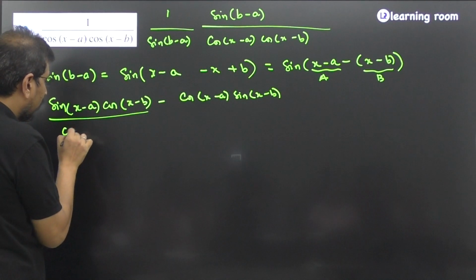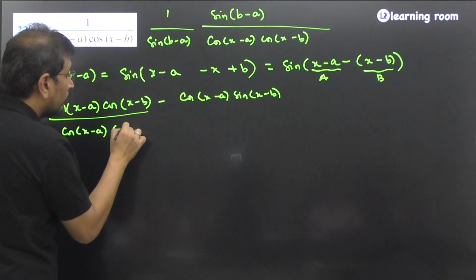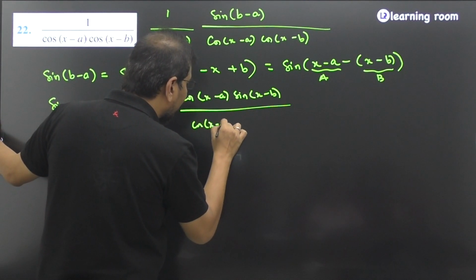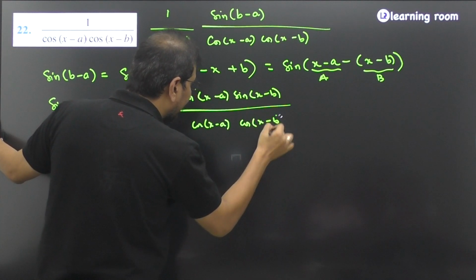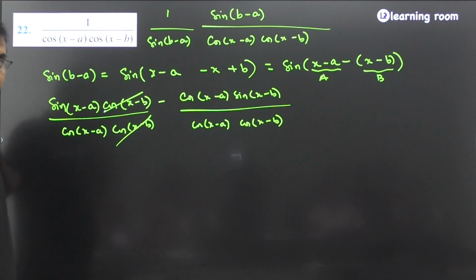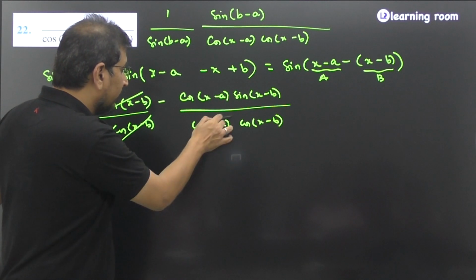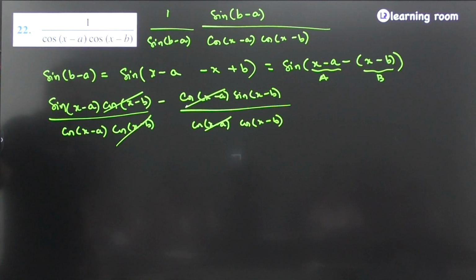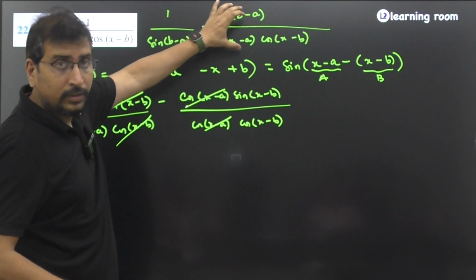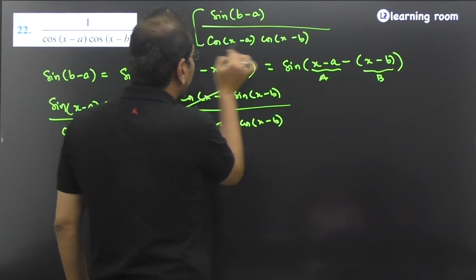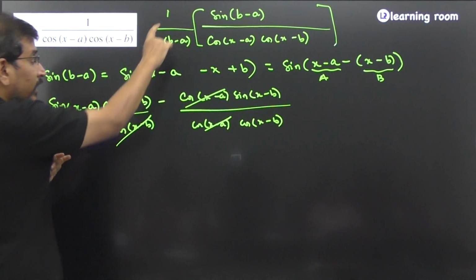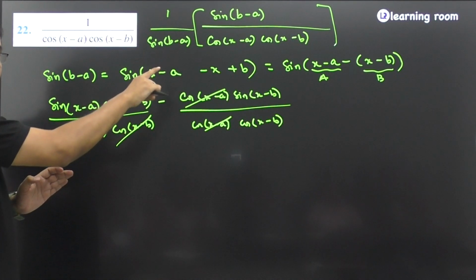x minus a into cos x minus b, and here it is going to be cos x minus a into cos x minus b. So cos x minus b and cos x minus b will get cancelled. Cos x minus a and cos x minus a will get cancelled, so what is it you're left out with? I'm talking only about this part. So this part got converted to this. Remember, there is 1 by sine of b minus a outside.